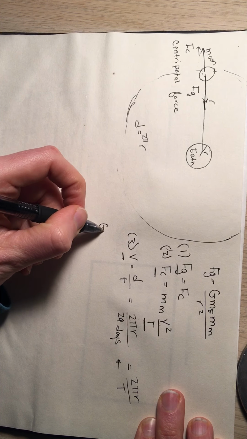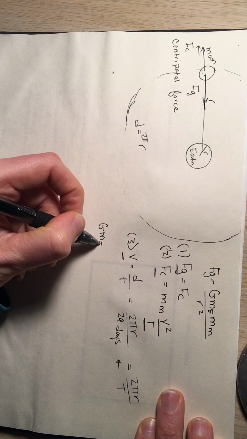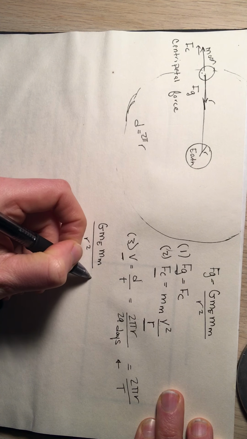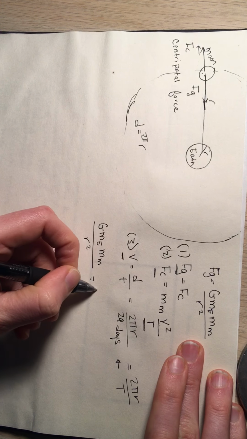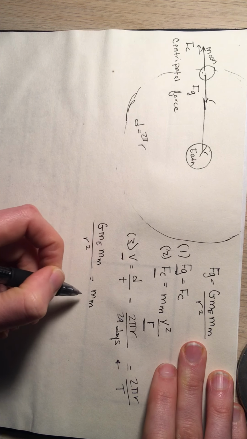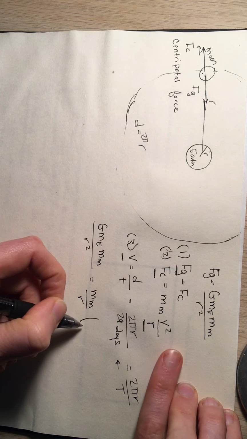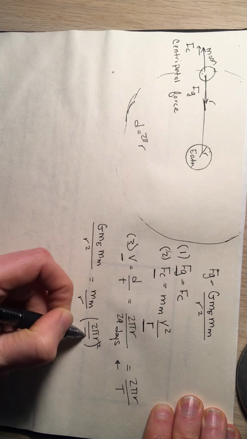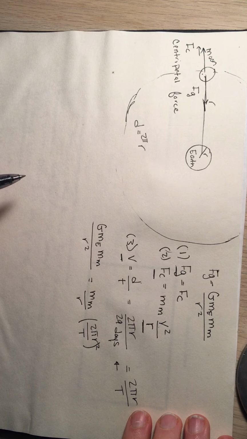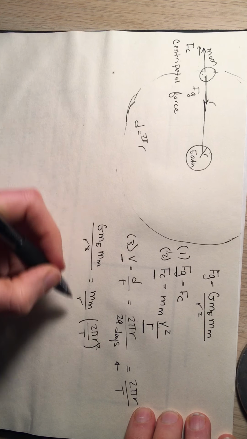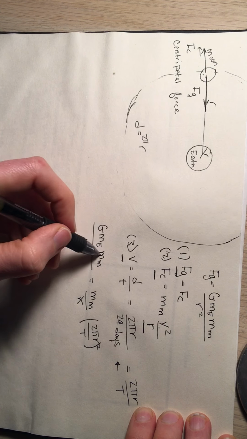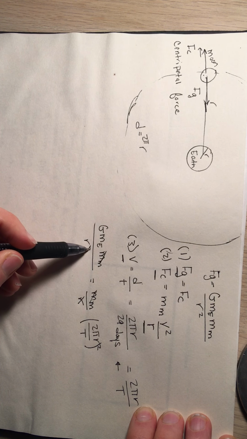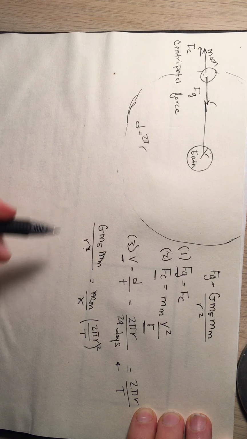So the force of gravity, G times the mass of the Earth times the mass of the moon divided by the distance between them squared, is going to equal the centripetal force: the mass of the moon divided by r times the velocity squared, which is 2 pi r divided by T, that entire thing squared. So we can cancel some terms out. The mass of the moon is on both sides. The r in the denominator cancels out the square in the gravitational term.